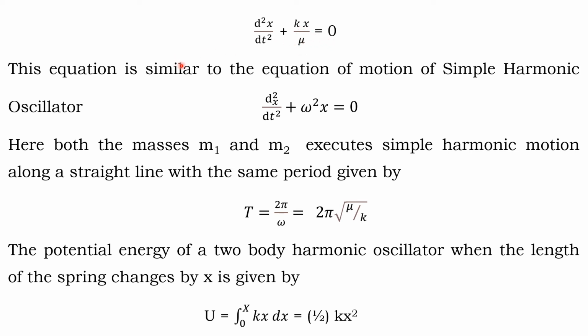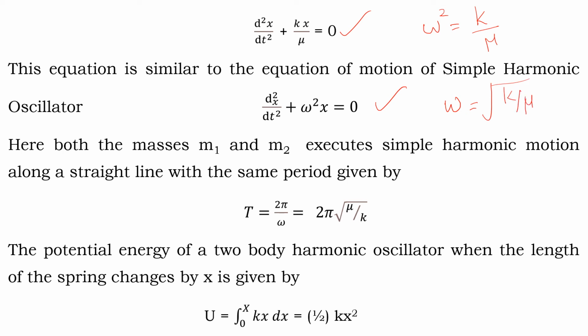This equation is similar to the equation of motion of a simple harmonic oscillator, d square x by dt square plus omega square x equal to 0. Comparing these two equations, we get omega square is equal to k by mu, or omega can be written as root of k by mu.